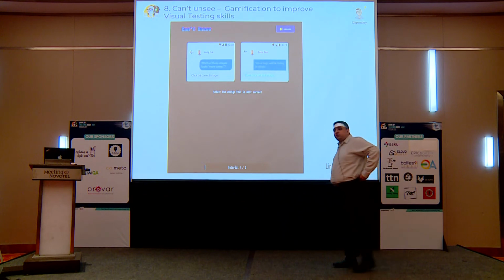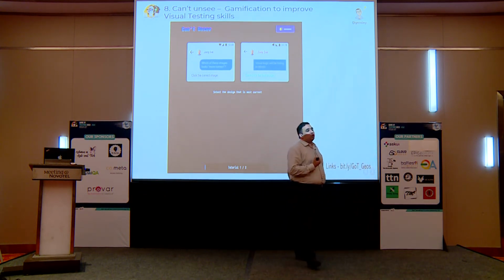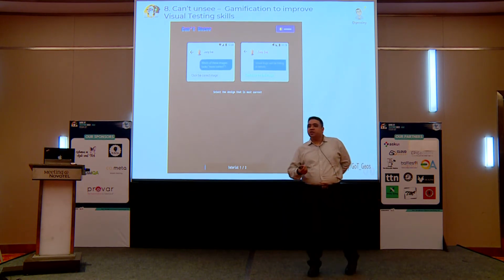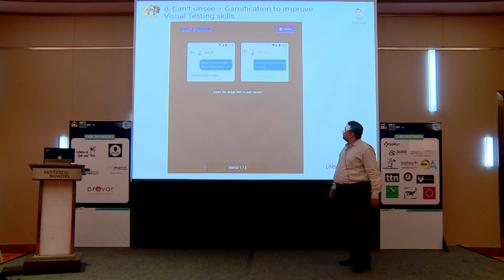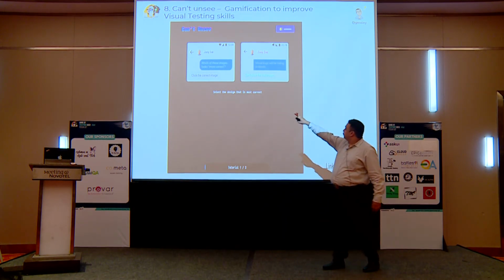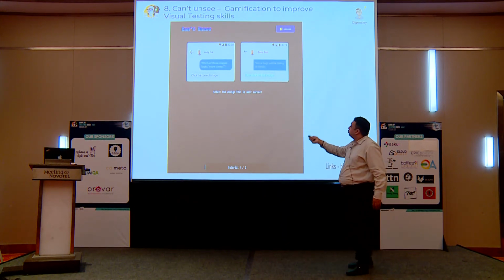Visual testing. Now visual testing is very important, right? This game is not just for testers, but you can also challenge your UX designer teams as well, right? This is Can't Unsee. It's basically telling out the differences between both the screens. Here you can see that, okay, this is a greenish thing which looks like a bad image. So you can go ahead and try this.